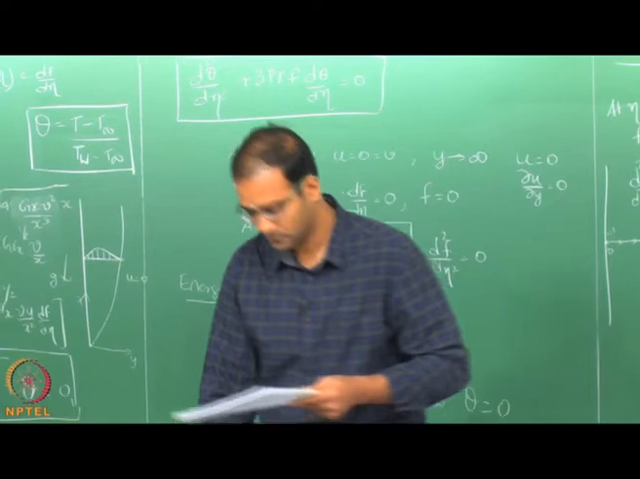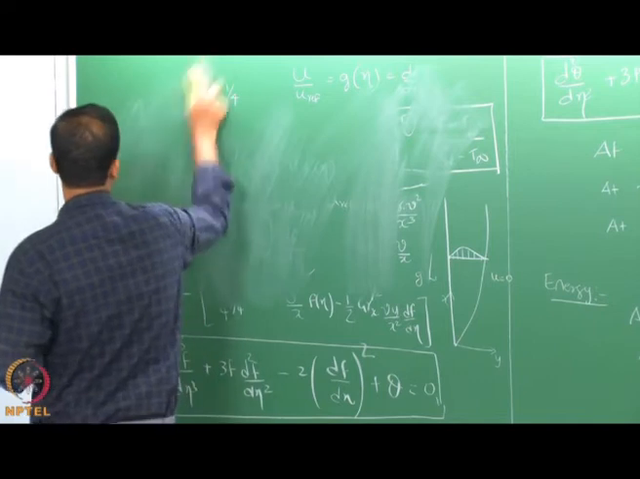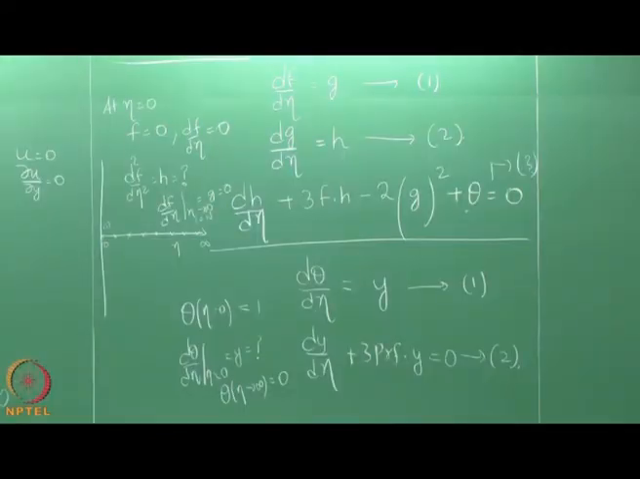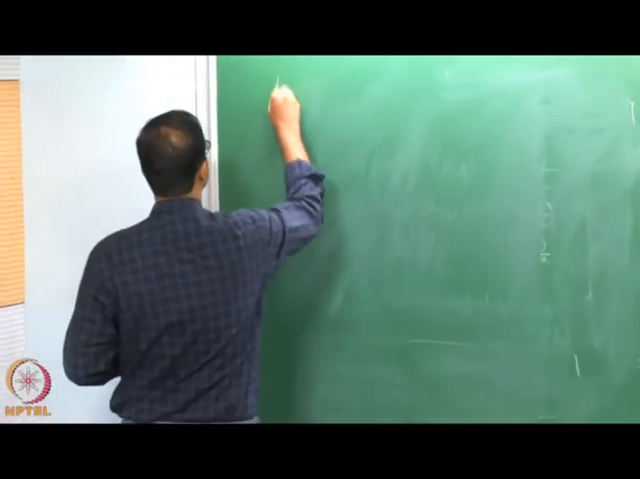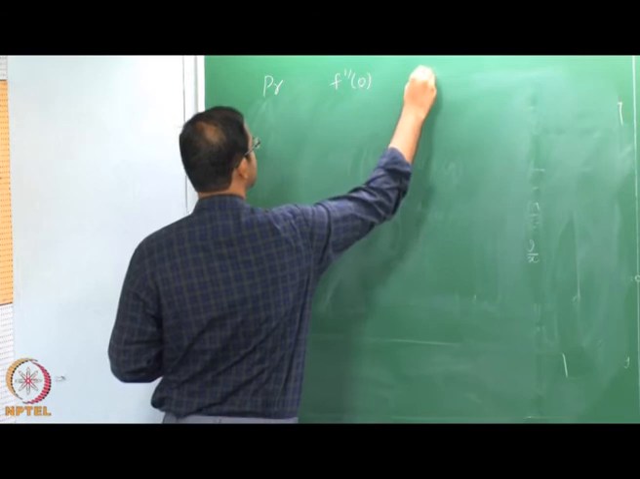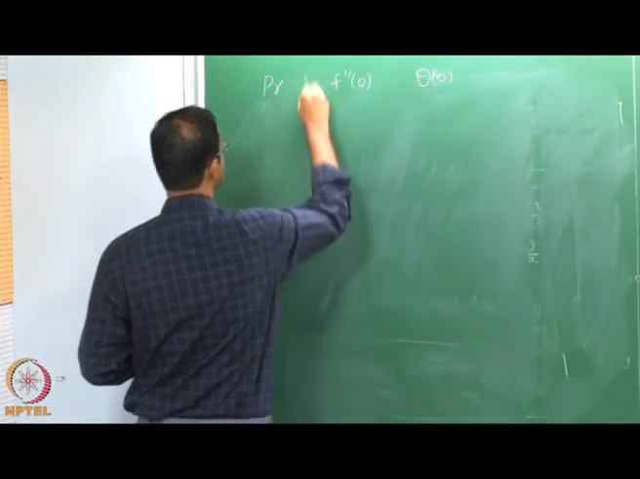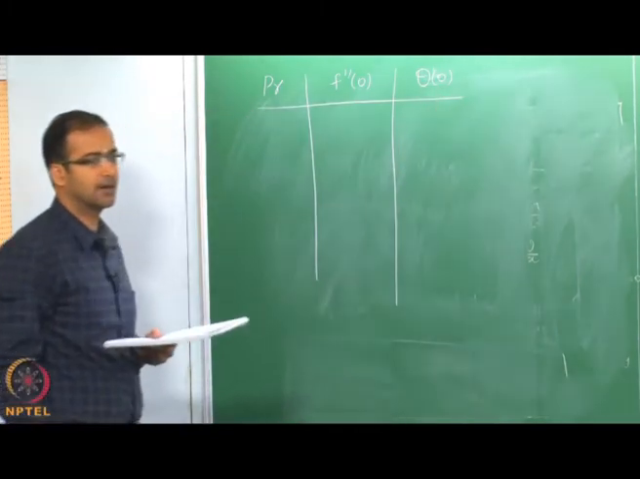I will just give you how the gradients look. The gradients of velocity as well as temperature at the wall are the important quantities to calculate the skin friction coefficient and the Nusselt number. Then we will go ahead and see how the profiles of velocity and temperature look. So, for Prandtl number, we have f double prime of 0 and theta of 0. Finally, this is what you guess, and after you reach a converged solution, these will be your final values.